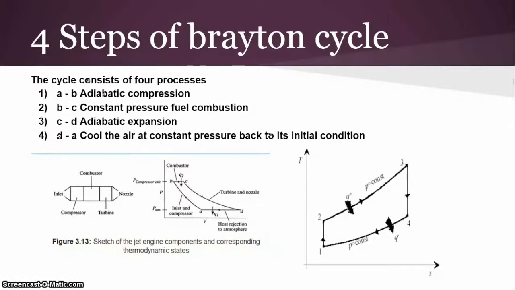Next step is adiabatic expansion. The volume increases, temperature and pressure go down, but the entropy stays the same. The expansion here is used to turn the turbine and generate work. The last step just involves cooling of air back to its initial condition at constant pressure.